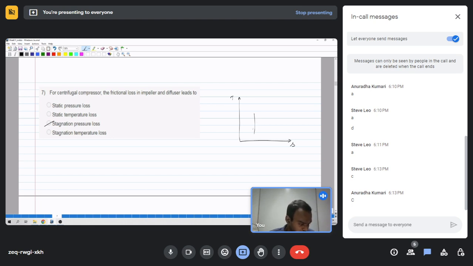So ideally we will compress from 1 to 2. Now, say for the same thing, because of the friction you will reach somewhere at this point.